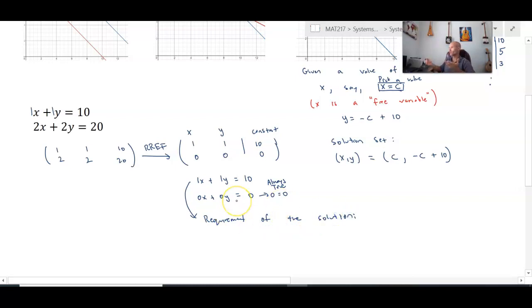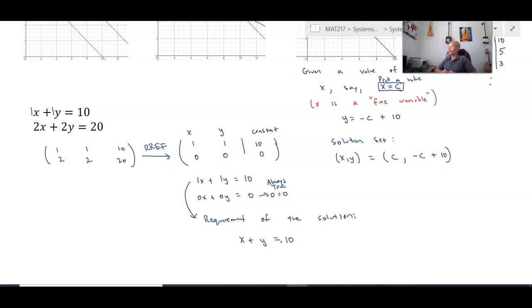Well, 0 equals 0 is always true, so there's no problem with that. The requirement is that the sum of x and y is 10. That's the only requirement. It doesn't tell me what y equals. It doesn't tell me what x equals. It just says you can have any solution as long as the sum of their two values is 10.